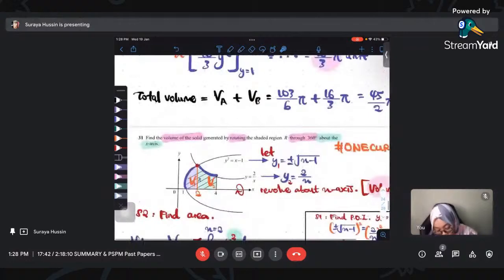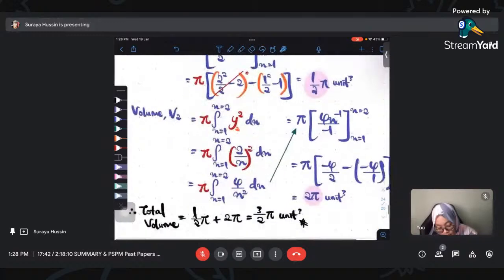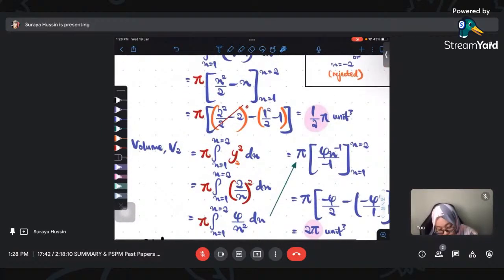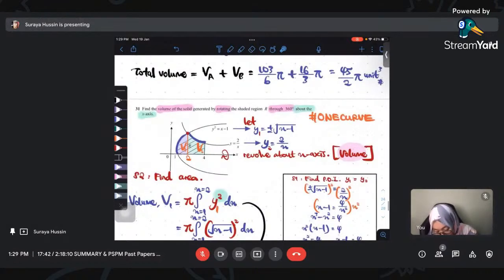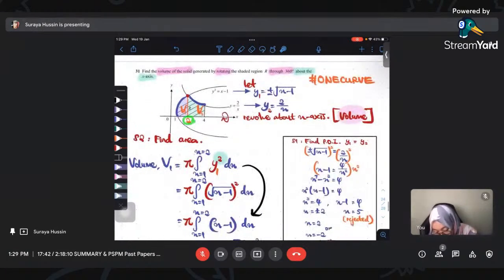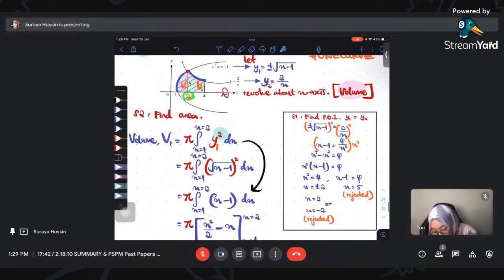Okay, the next region here is using reciprocal punya function. So reciprocal punya function is 2/x. Okay. Limit kamu apa ya? Limit. Your limit is 2 to 4. Macam mana saya tahu 2 ni? Oh, saya tahu 2 sebab POI saya.